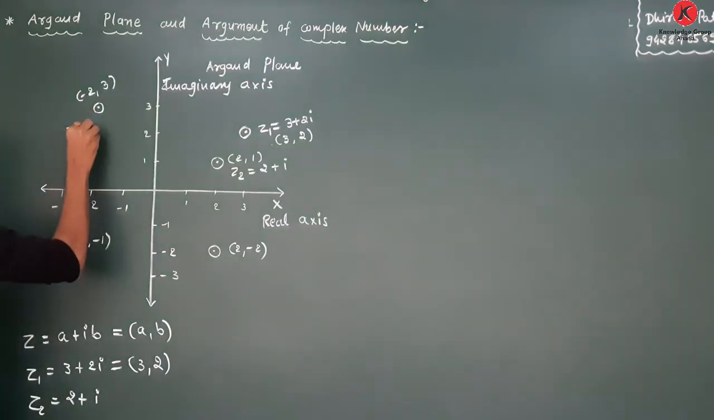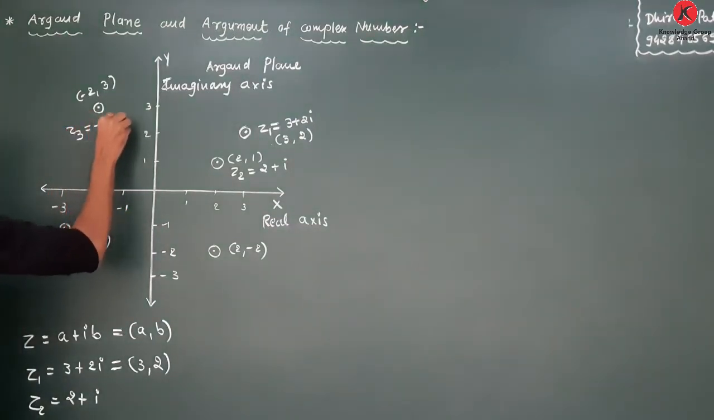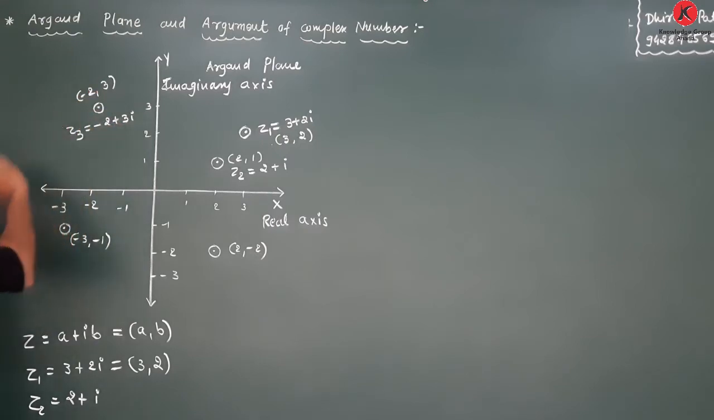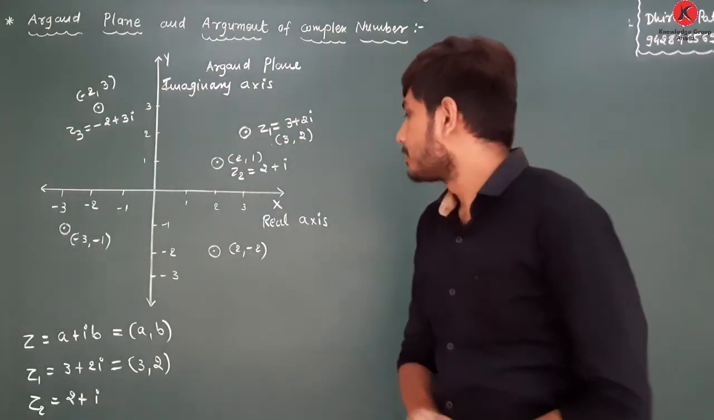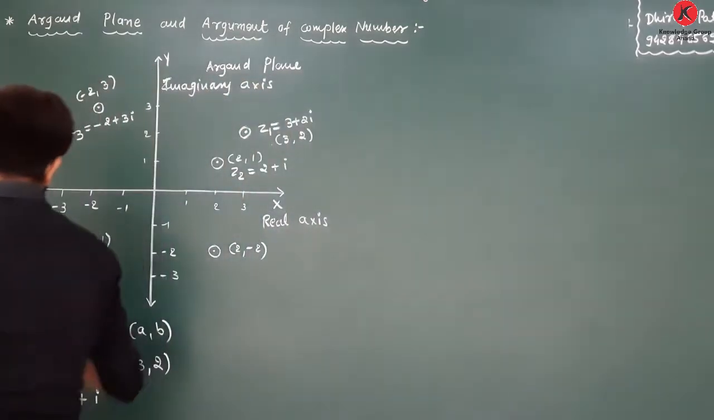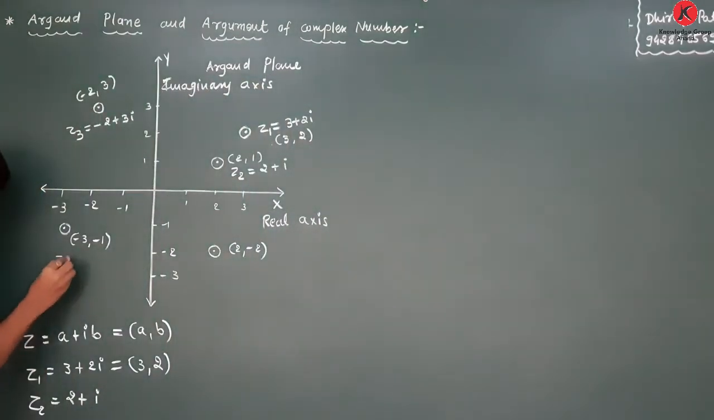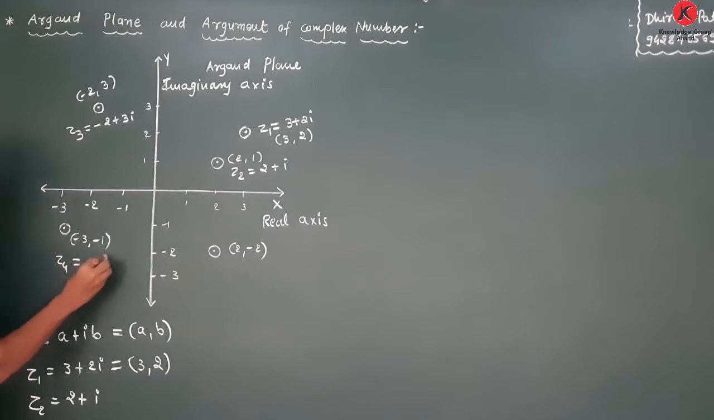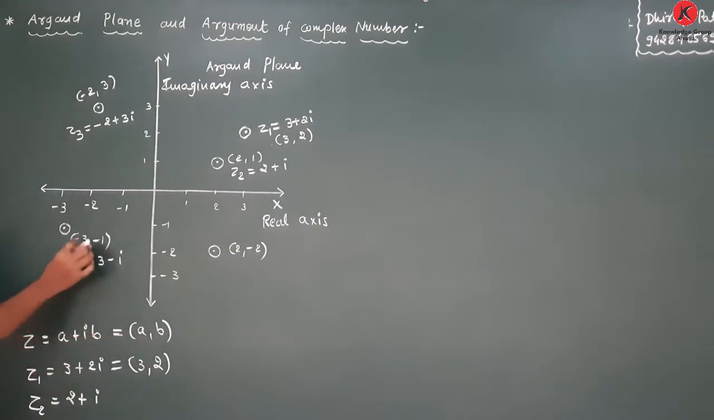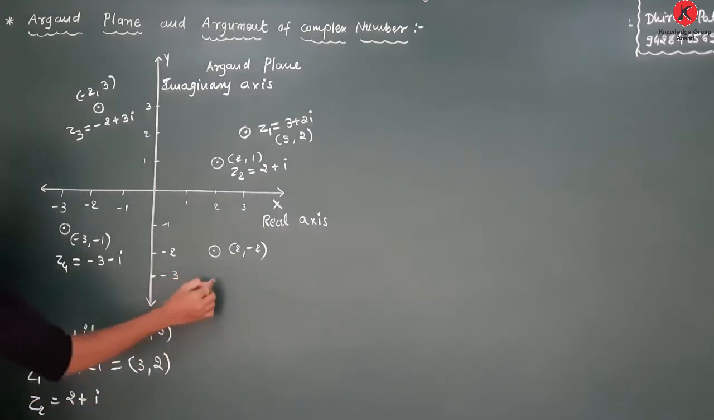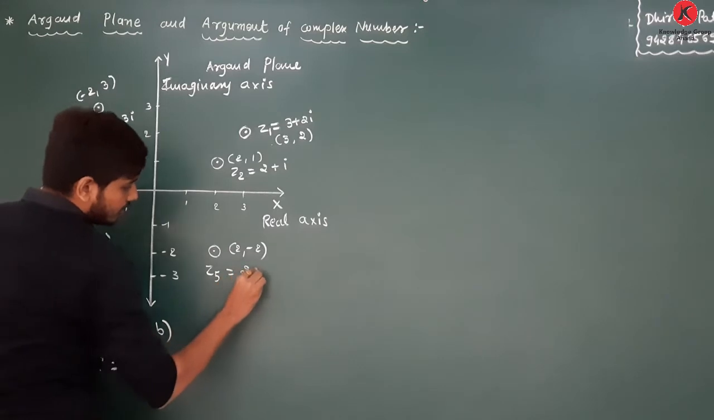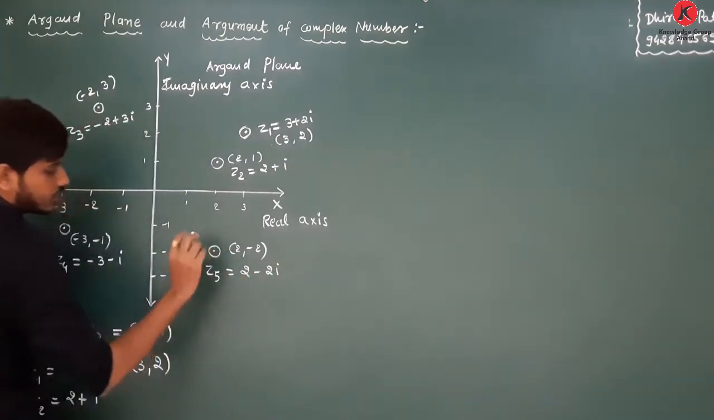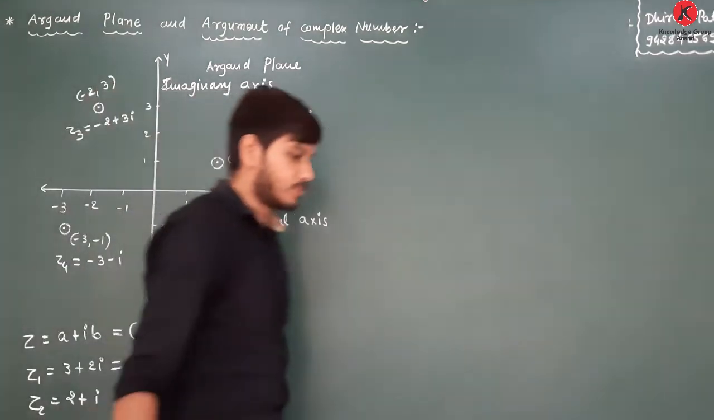Then z3 can be given as minus 2 plus 3i. Real part is minus 2, imaginary part is plus 3. And this one is Z4. Suppose I am taking this number as Z4, which is equal to minus 3 minus i. Real part is minus 3, imaginary part is minus 1. And this number is Z5, which is equal to 2 minus 2i. Real part is plus 2, imaginary part is minus 2.